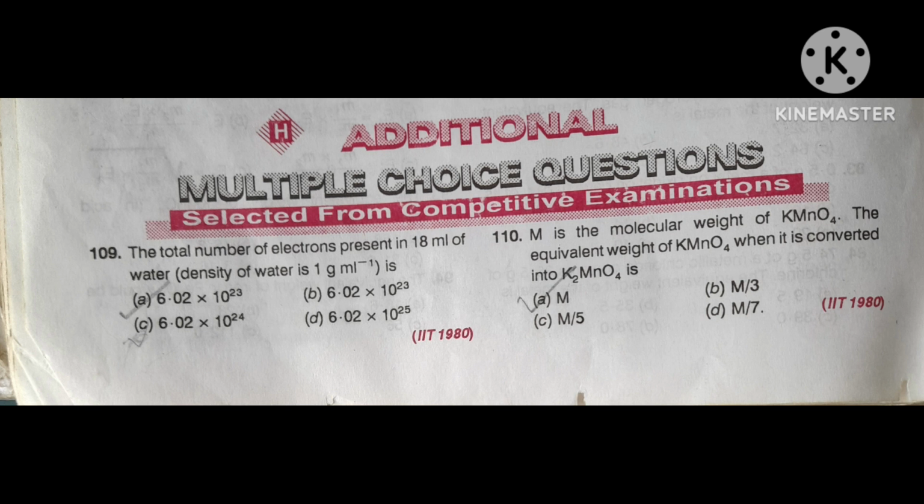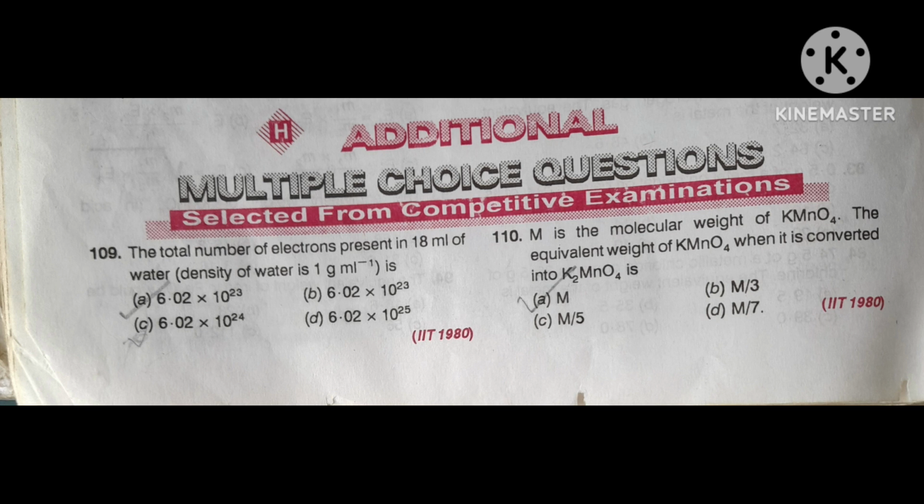Density of water is given as 1 gram per ml. Then for 18 ml, what will be the weight? For 1 ml the weight is 1 gram. Then for 18 ml, how much? 18 gram. Then 18 gram means 1 mole of water. 18 ml H2O means 18 gram H2O, that is 1 mole.